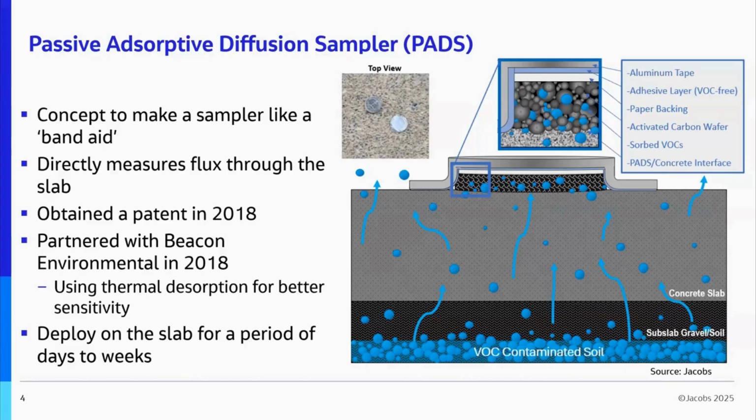And then as the vapors diffuse through the slab, they get intercepted and absorbed by the activated carbon. At which point we can leave those deployed for a few days up to a couple weeks, depending on source strength, and then send those off to Beacon, who's developed a way to thermally desorb these wafers like they do their other passive sampling devices, and can detect down to 10 nanograms onto one of these pads. So this is the little pad sampler.